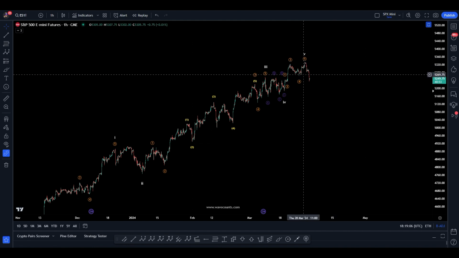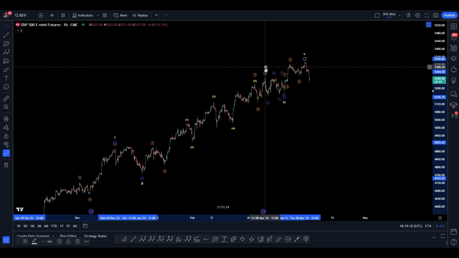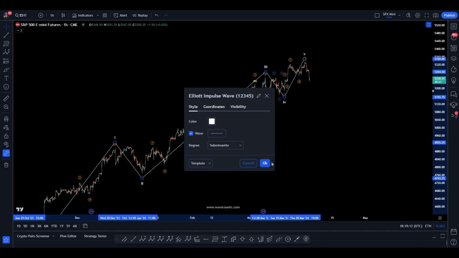All right, and if I turn the wave on this, that's what the impulse looks like. Okay, zoom out a little bit, move this here. There's your impulse.